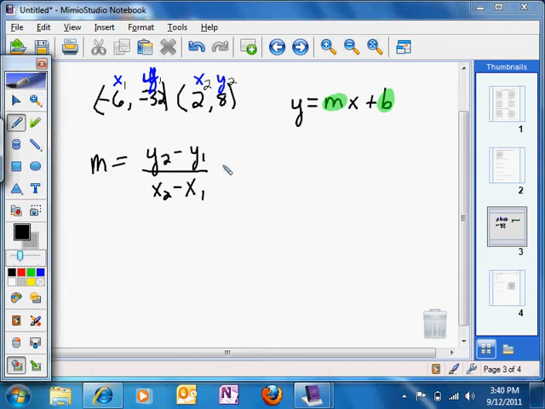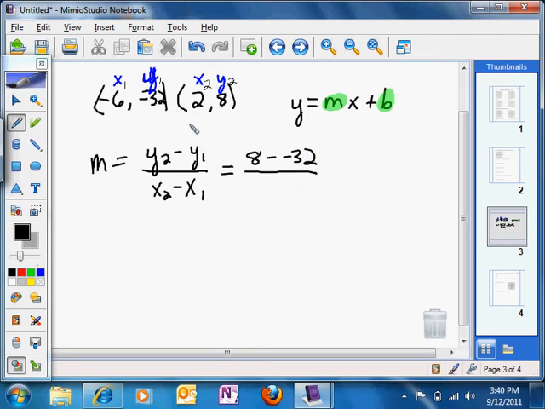So I have y2 minus y1, so y2 is 8, goes right there, minus y1 is -32, over x2 minus x1. x2 is 2 minus x1 is -6. Both of these sets of minus and negative become pluses, which gives me 40 over 8, which simplifies to 5. So my slope is 5.